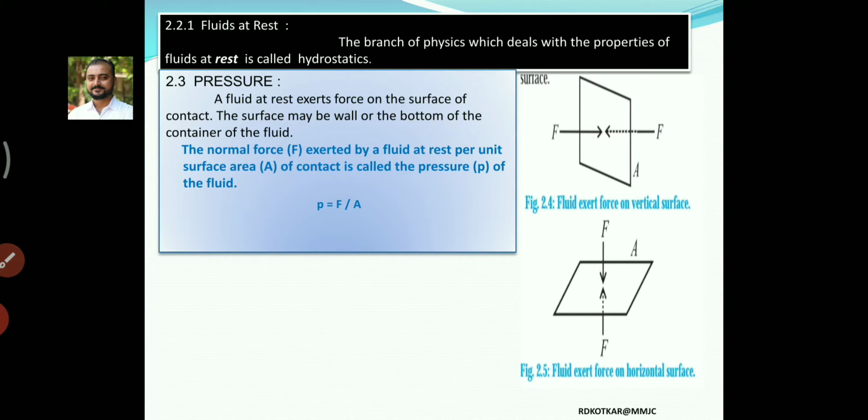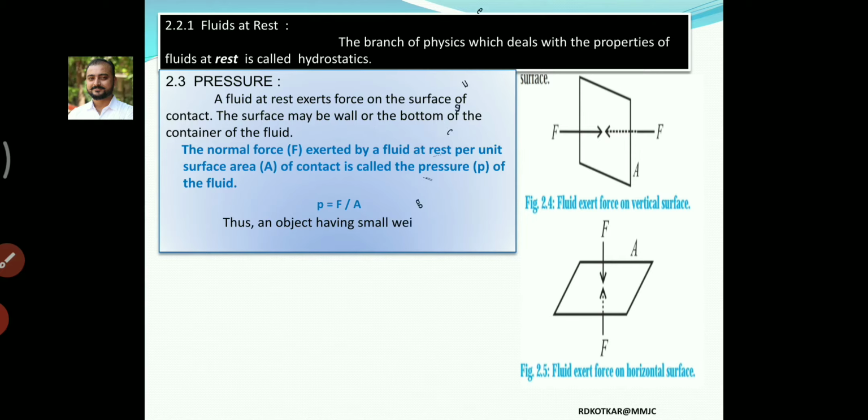But here we have to study the pressure in terms of fluids. So for that, the definition gets modified. What is that? The normal force exerted by the fluid at rest per unit surface area of contact is called pressure of fluid. That is simply the normal force which is exerted on the walls of the container or on the bottom of the container per unit area, that is called pressure. And by the simple formula, P is equal to F divided by A.